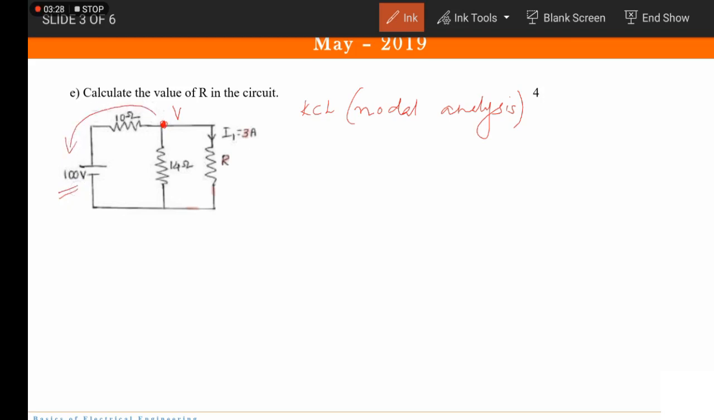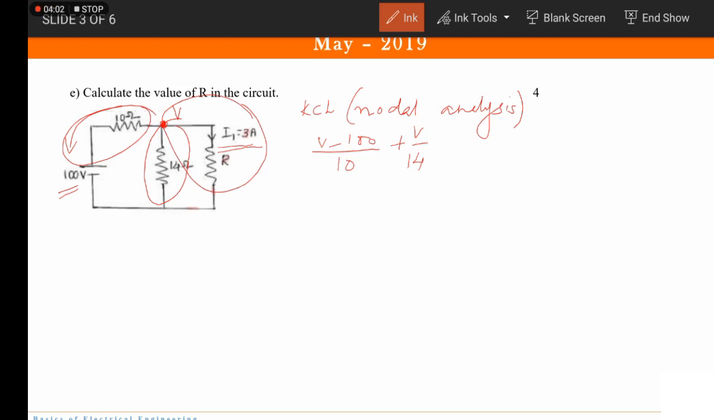If you go to this path, it will be (V minus 100) upon 10. So we have taken this into consideration. The second will be this part, so it will be plus V by 14, right? Next, we have to target this part. Now, are we supposed to write V upon R here? Come on. Because here the current is already specified. So we are not supposed to write V upon R.